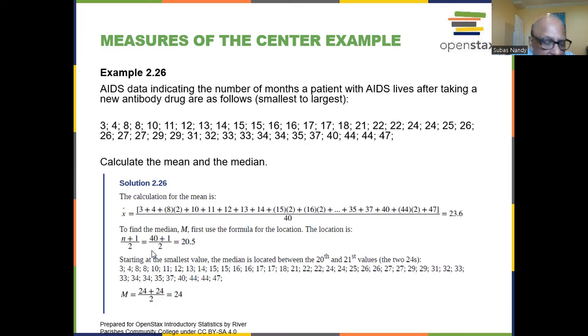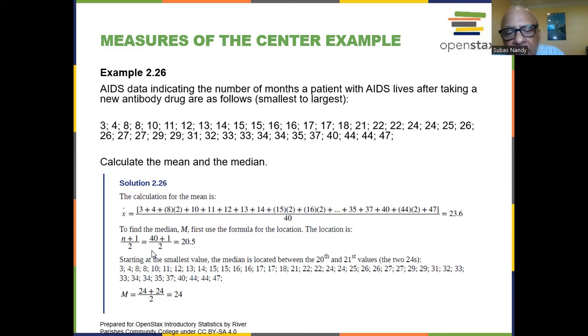then 18, then 21, then 22, then 22, then 24, then 24, then 25, then 26, then again 26 in the second row, then 27 twice, then 29 twice, 31, then 32, then 33 twice, then 34 twice, 35, 37, 40, 44 twice, and then 47. Okay, so calculate the mean and the median.